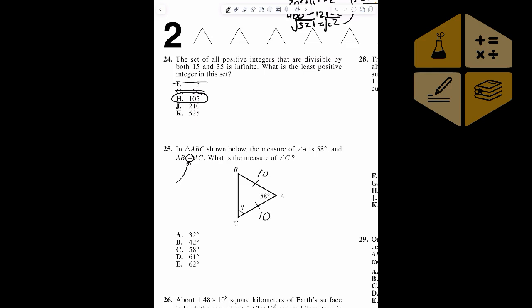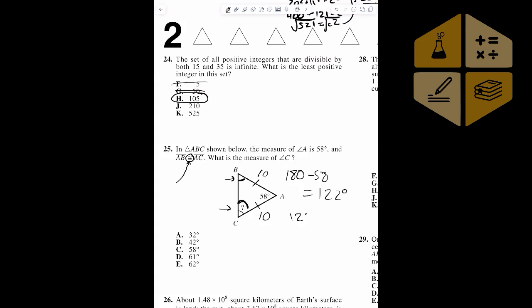So if we know that A is 58 degrees and these two side lengths are the same, and we already talked about this with number 21, with the different triangles in there, that means that these two angles have to be the same, okay? This one, which is ABC, and this one, which is ACB, those two have to be the same. So if the three angles in a triangle add to 180, let's take 180 and subtract off the angle we know, which is 58 degrees, and that leaves us with 122 degrees left between these two angles, and we know they're the same.